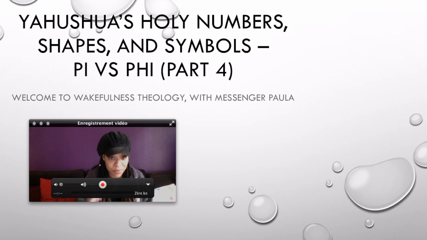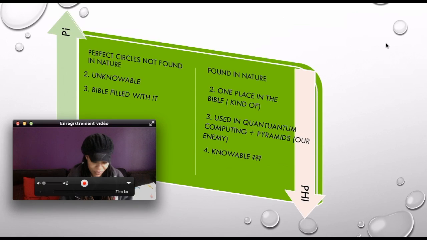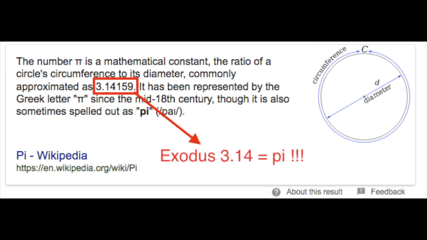Actually the fifth part, because last week we did the first part, but I split it into two parts. And this is about, again, Yahushua's holy numbers, shapes, and symbols. We're talking about pi versus phi, and last week we broke down pi, and this week we're going to break down phi.